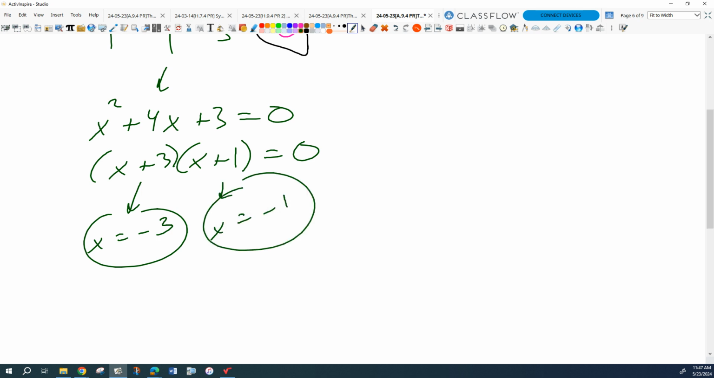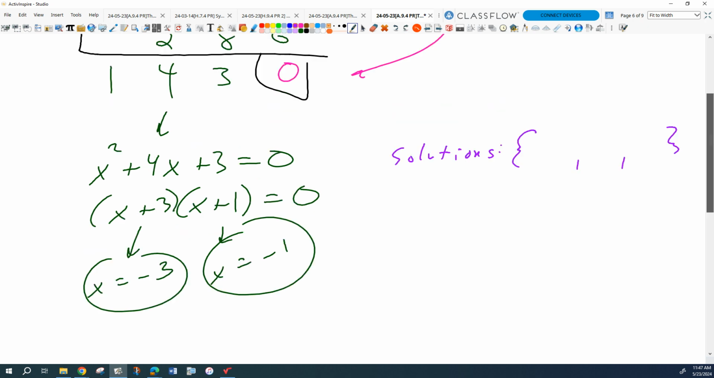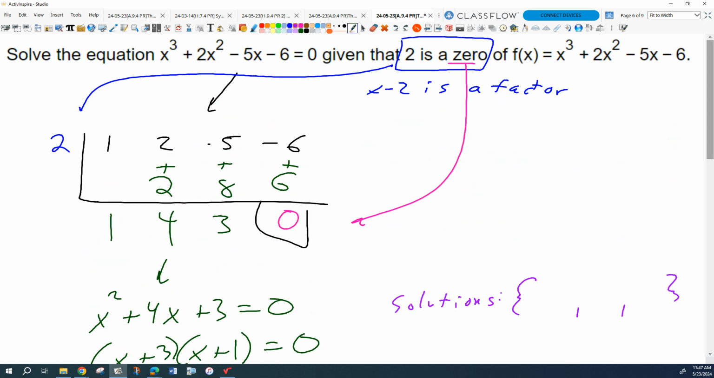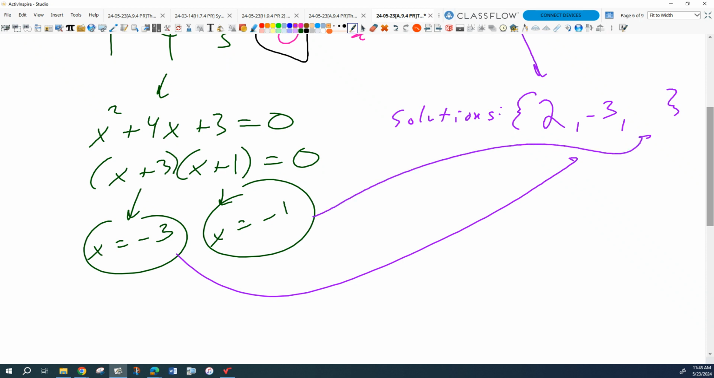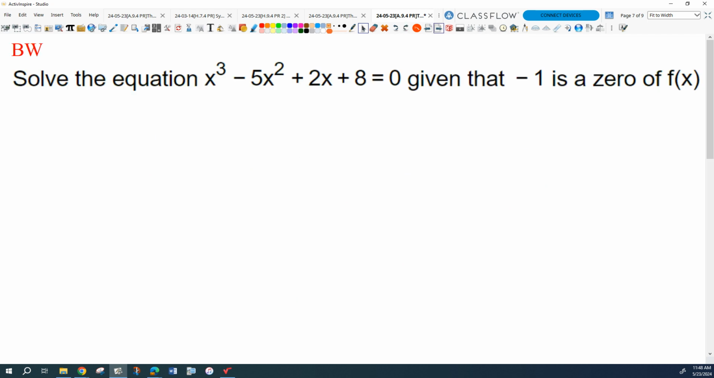So let's capture all my solutions then. How many total should I get if it's cubic? Okay, what was the one that we knew right away? 2. Okay, we knew this one right away. What are the other two? Try this. Go to the boards and try that. There's one for you.